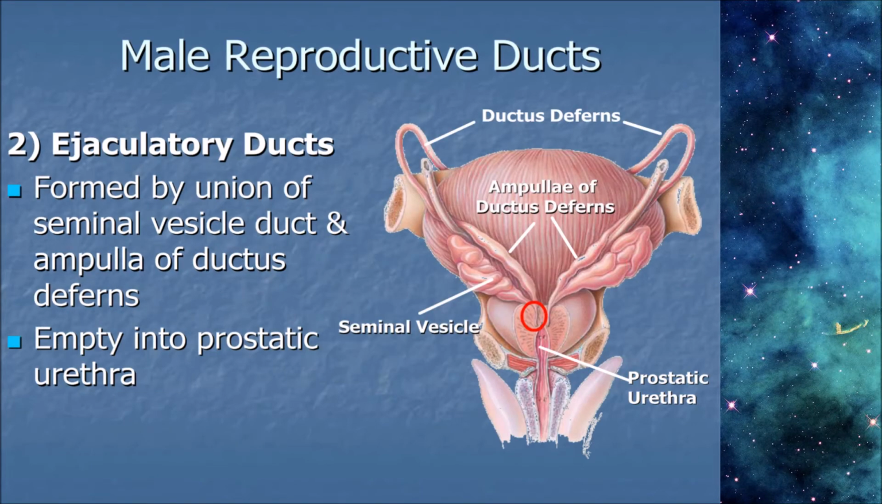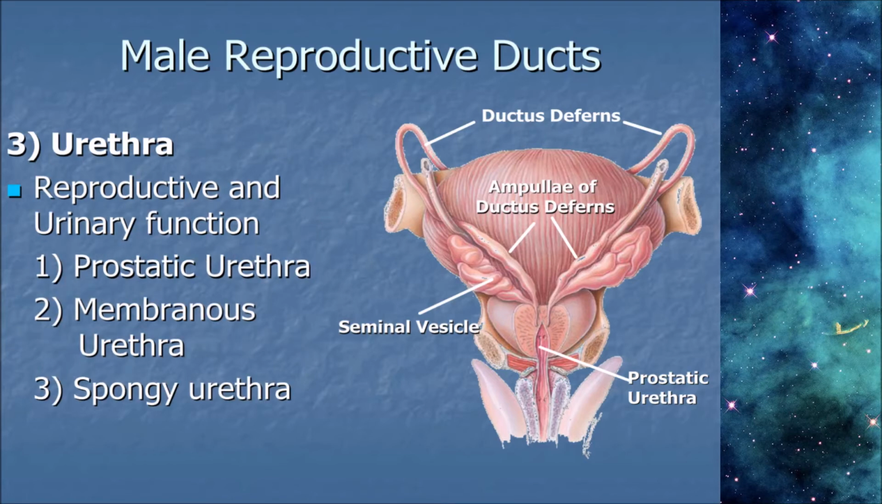Now, during the process of ejaculation, the ductus deferens will eventually transmit the sperm up towards the ejaculatory ducts. The ejaculatory ducts are formed by the union of the seminal vesicles and also the ampulla of the ductus deferens. An ampulla is just basically an enlarged portion, and this enlarged portion again has some smooth muscle in there to help rhythmically contract and force those sperm and fluid into the urethra.